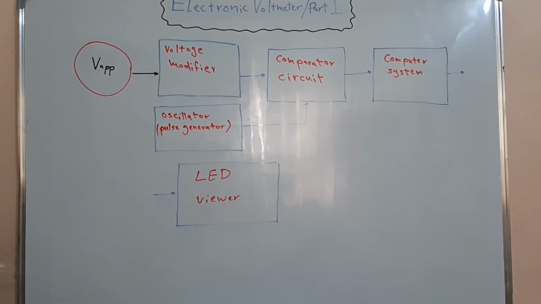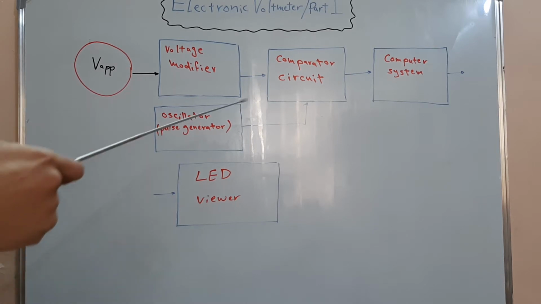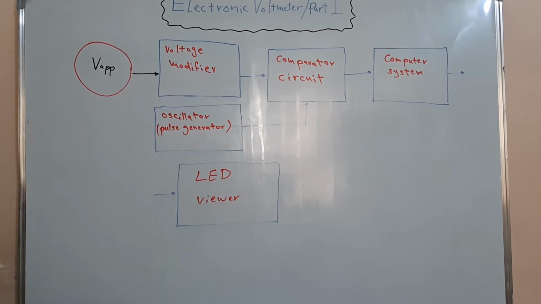Then it will give a signal to the voltage modifier. The voltage modifier will modify the voltage that we want to measure and pass a signal to the comparator circuit. The comparator circuit receives two signals. The first one is from the voltage modifier and the second one is from the oscillator.